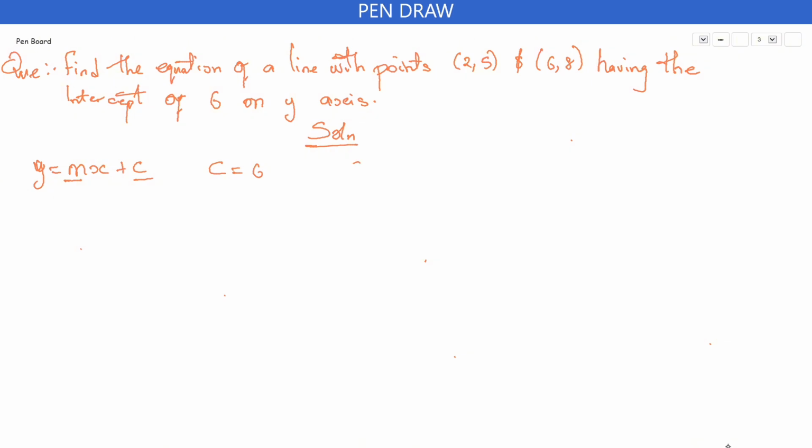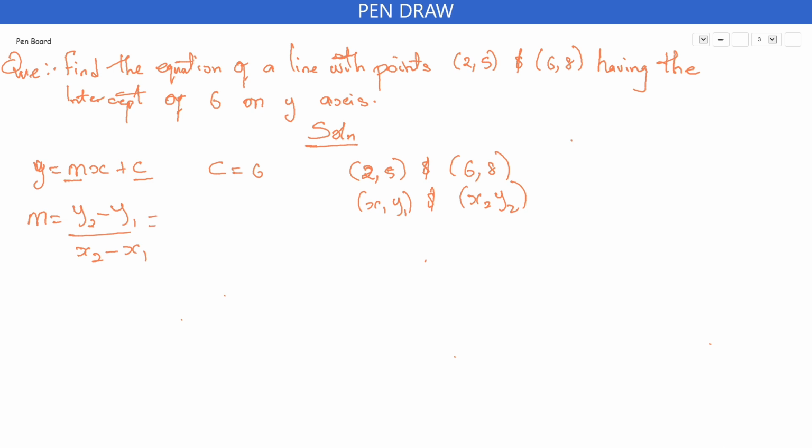Rather, what they gave us are points. They gave us the point (2,5) and also the point (6,8). We should not forget that this is your x1 and y1, and this is your x2 and y2. So how do we get our slope? Very easy. We recall the formula that m = (y2 - y1) / (x2 - x1).